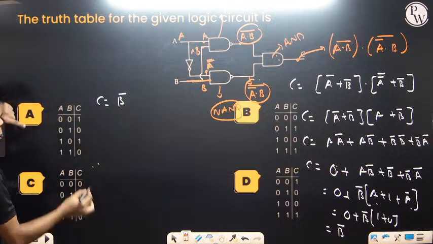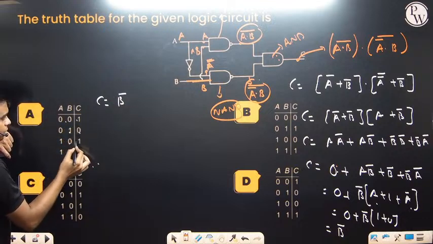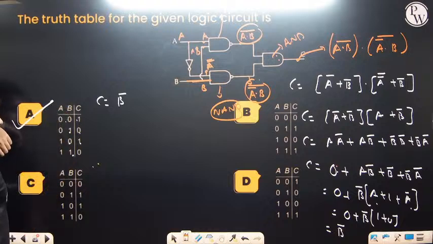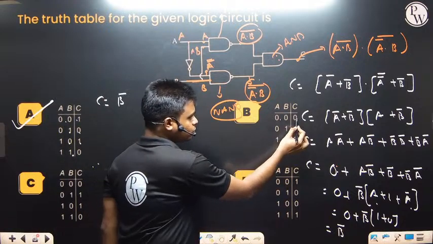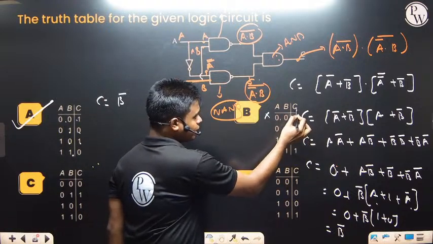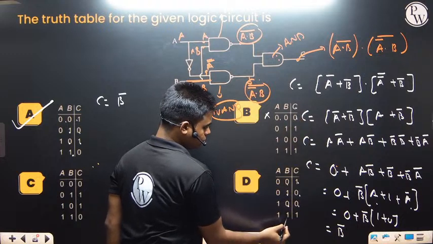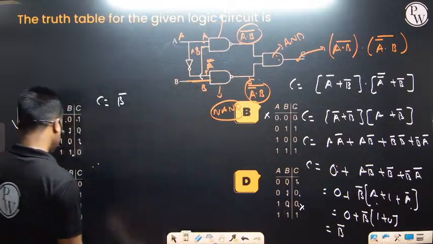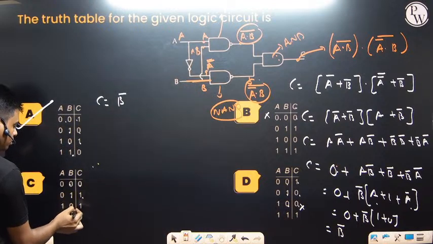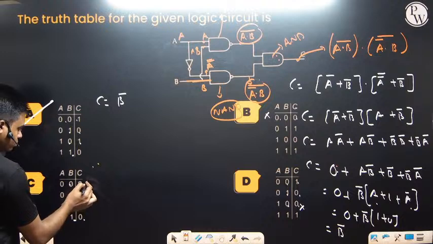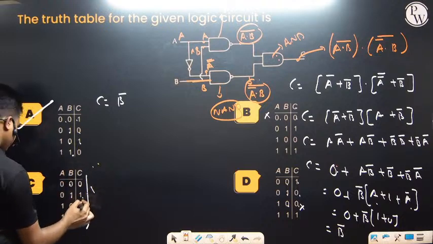So let's check this one. 0 1 1 0, 0 1 1 0. The answer is option A anyway. Let's check here. 0, this is 0. No, this one is correct. C should be B bar. 0 1 1 0 0 0. No, this is wrong. Right, this one. 0 0 1 1, 0 1 and 1 0. So this will also be wrong over here.